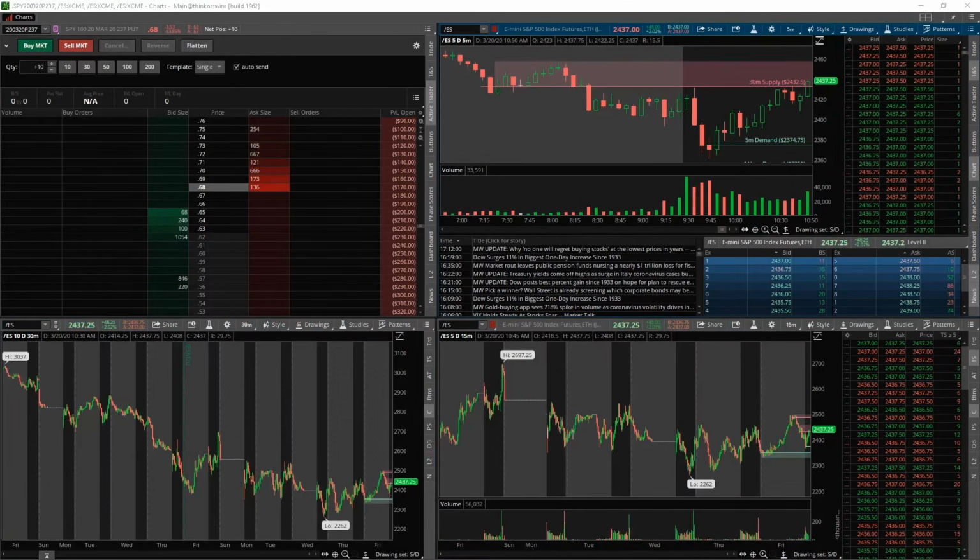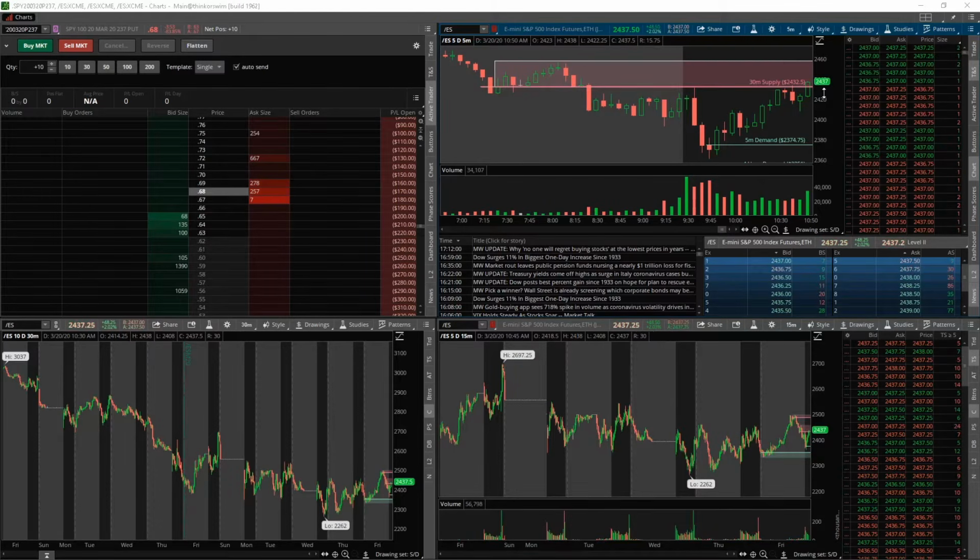Okay, so now we're above my entry. We're still in the supply zone. I'm really not worrying right now. Like I said, I have to wait for price to get above the zone for the trade to be invalid. Yes, we're down on the position, but the trades aren't going to work right away.